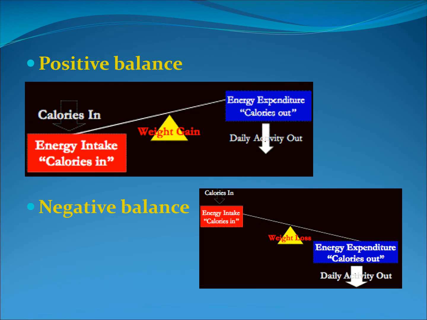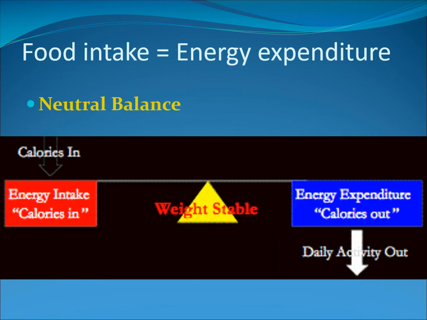If the energy value of eaten food is more than the energy expenditure, we are talking about a person in a positive balance. If the energy value of eaten food is less than the energy expenditure for that day, we are talking about a person in a negative balance. Usually we are in a neutral balance.